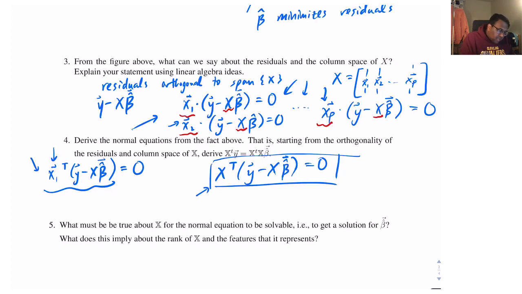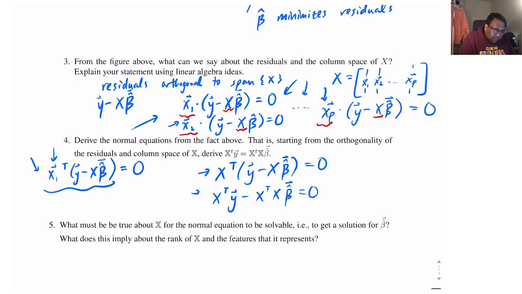Okay, and so now what question 4 wants us to do is derive that X transpose Y is equal to X transpose X beta hat. And we can actually take this one step further and derive the optimal solution for beta hat in this question. How can I do that? Well, I can distribute the multiplication of X transpose on the left to get X transpose Y minus X transpose X beta hat is equal to 0.